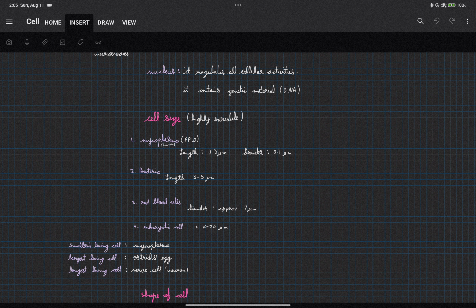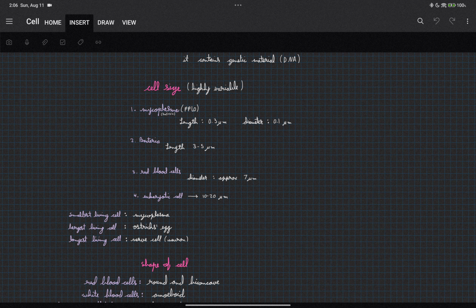Now, cell sizes. The living organism which has the smallest cell is PPLO, mycoplasma. The length of mycoplasma is 0.3 micrometer and diameter is 0.1 micrometer. Bacteria: the length of bacteria is from 3 to 5 micrometer. Red blood cells: the diameter of red blood cells is approximately 7 micrometer. Eukaryotic cell varies from 10 to 20 micrometer.